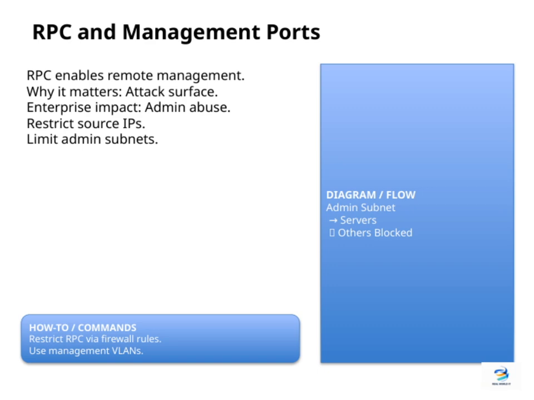You should restrict source IP addresses to only trusted sources and limit admin subnets to further reduce exposure. Finally, pay attention to RPC and management ports. They are often targeted. Properly securing these ports helps protect your environment from unwanted access and potential breaches.